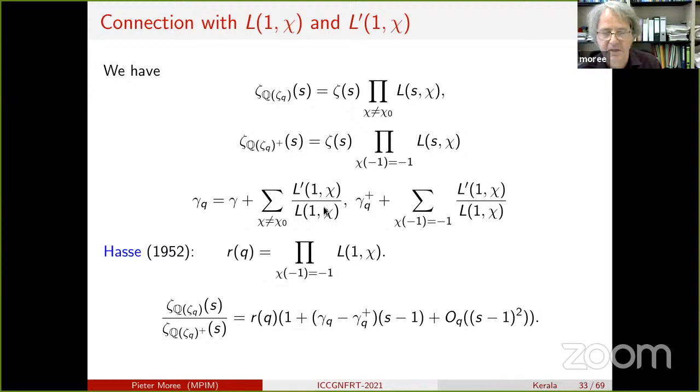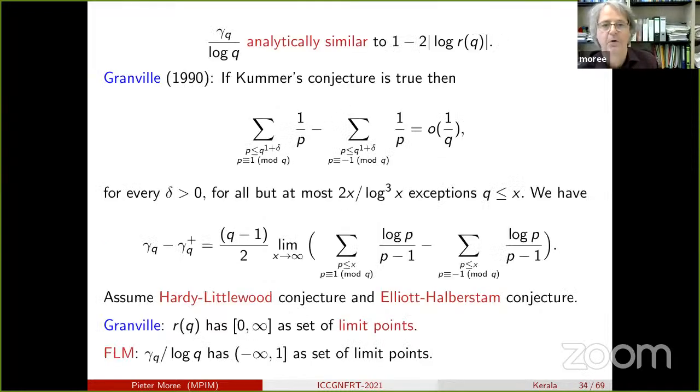And then if you use a result of Hasse, you get the following result, which I like, because on the one hand, it has this RQ related to Kummer's conjecture. On the other hand, it has the Euler-Kronecker constant of Q zeta of Q, which is this one, and the Euler-Kronecker constant of the maximal real subfield, which I indicate with the plus. So this formula in some sense combines both things.